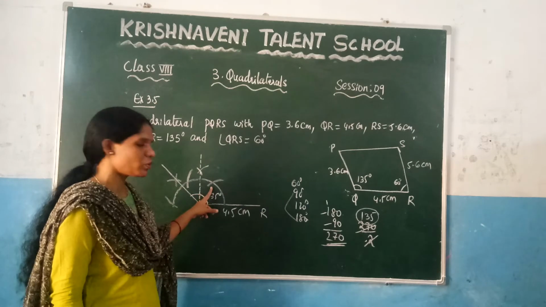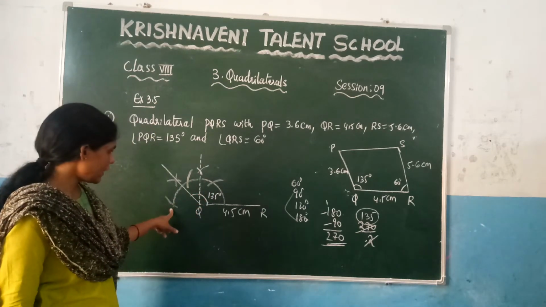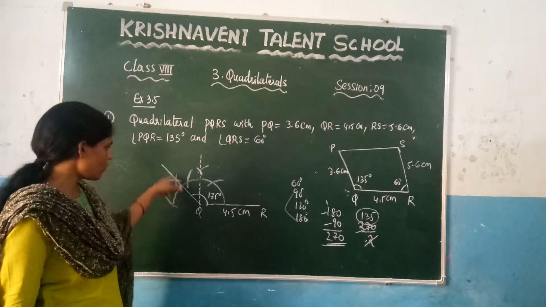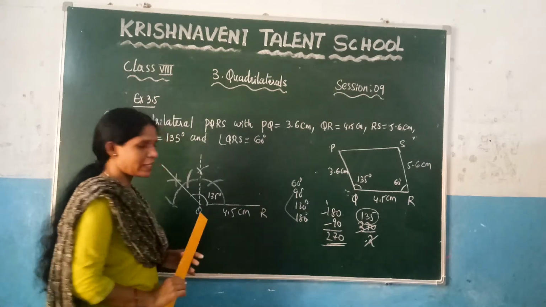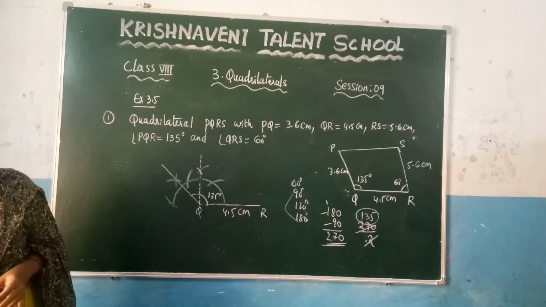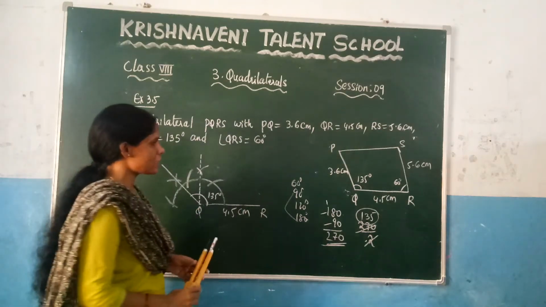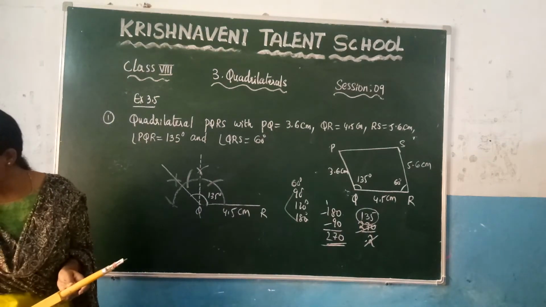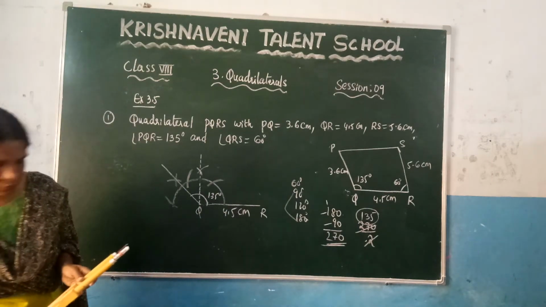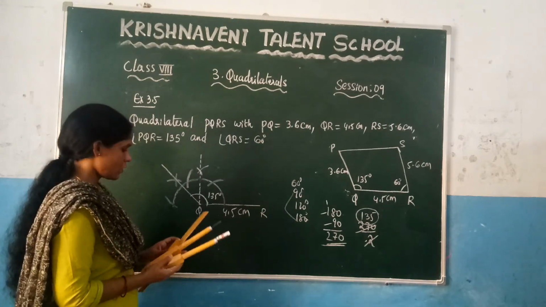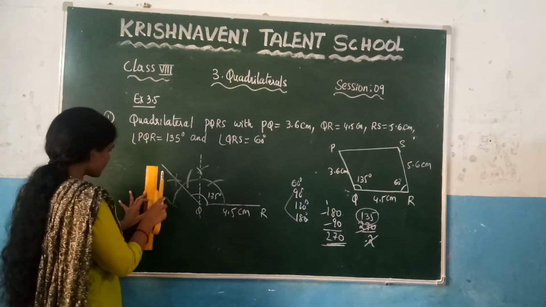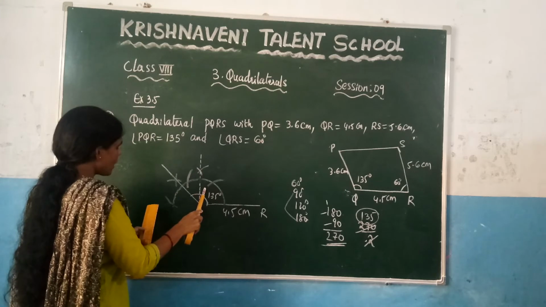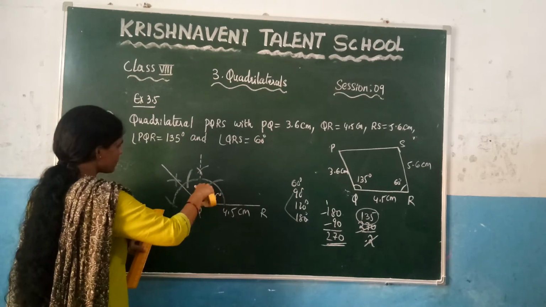How to construct? First you need to draw 60, 120, 180, and after that in between two draw 90 degrees, and between 90 and 180 draw 135 degrees. First you need to check the calculation, right? Now here we have drawn 135 degrees, and you know the length of PQ which is 3.6 centimeters. Now take the length of 3.6 centimeters. Here in between 3 and 4 you will get 3.6, and this is nothing but 3.6. Now at this point draw an arc of 3.6.